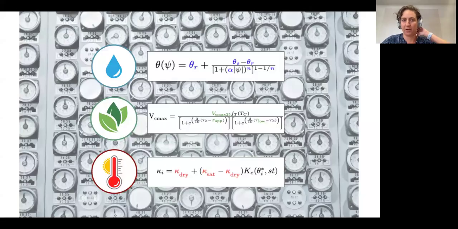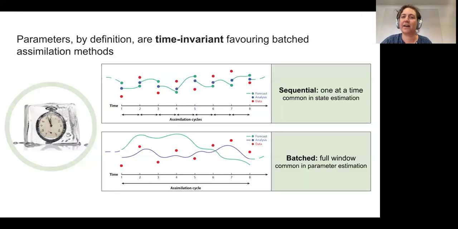So here I've got some examples from the water, carbon, and energy budgets. But what's really important is that they are fixed. They are fixed in time, they're invariant. And this means instead of trying to correct our parameters at each time we get an observation, which is what's done in traditional data assimilation, data estimation, we're interested in looking over a full window, so multiple years of data to make sure that the parameters we find are unique and they capture seasonal or inter-annual variability.